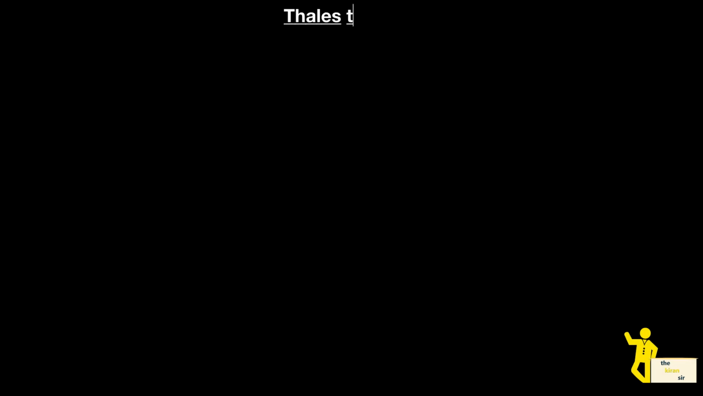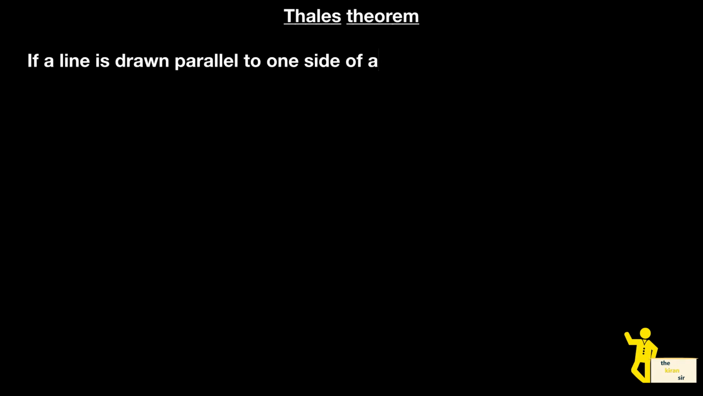Okay, students, so let's try to understand a theorem today, Thales Theorem, which is also known as Basic Proportionality Theorem, a very important theorem in standard 10th. So let's first read out the statement that is given in the textbook.